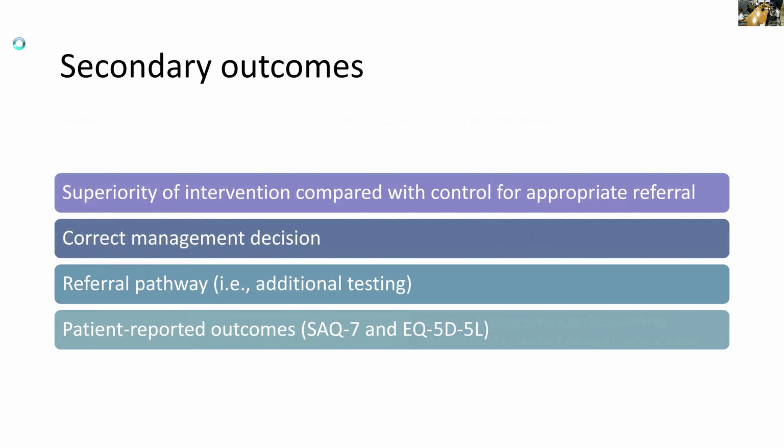Secondary outcomes that they looked at are, so one thing was non-inferiority. They took superiority as a secondary outcome. Correct management decision, so to say. Referral pathway in the sense, did the patient require any additional testing? And patient-reported quality of life outcome. So there is the Seattle Angina Questionnaire and the EQ-5D questionnaire.